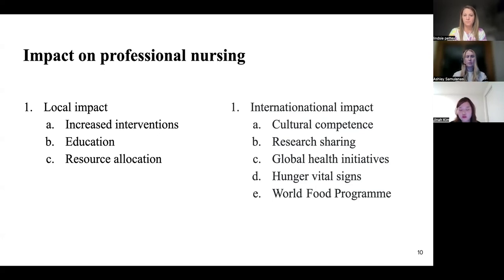For the Hunger Vital Signs, it's a screening tool used by healthcare providers and organizations to identify households at risk of food insecurity, which hinders physical and cognitive development, causing cycles of poverty and illness that make communities more vulnerable.